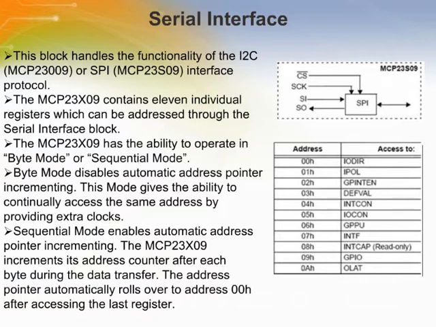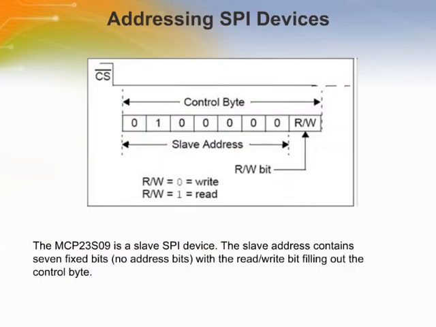It can also operate in two modes: byte mode and sequential mode. Byte mode stops the automatic address pointer from being increased. Sequential mode enables automatic address pointer increase.